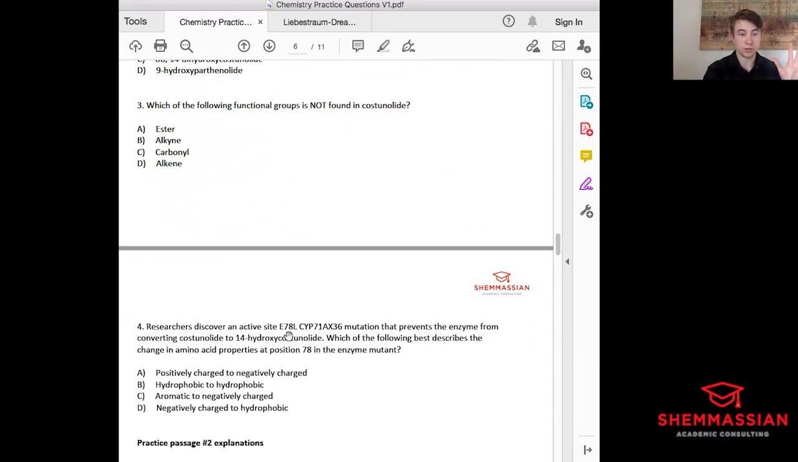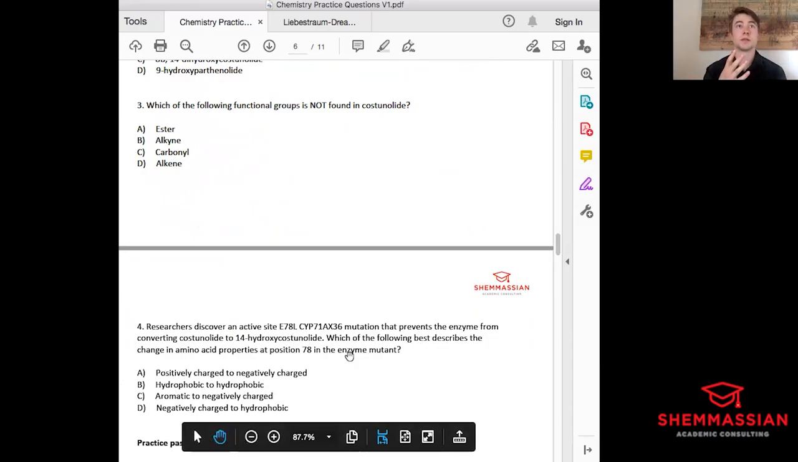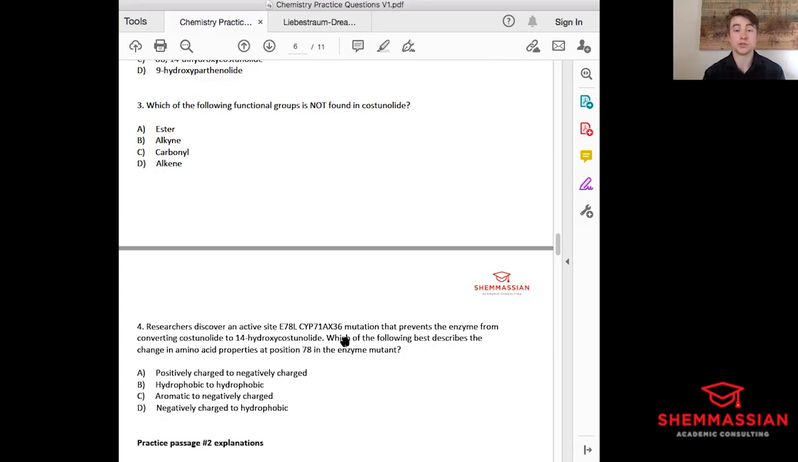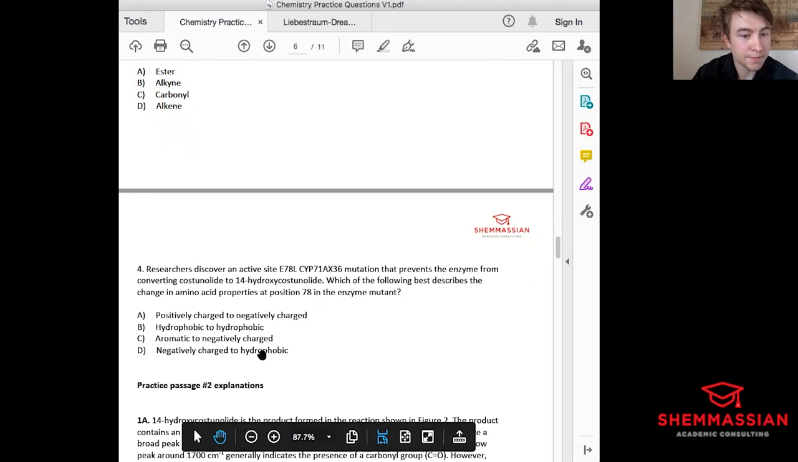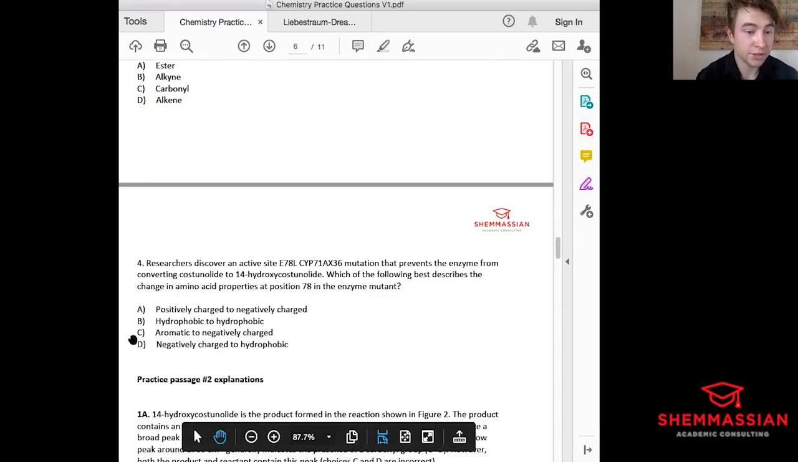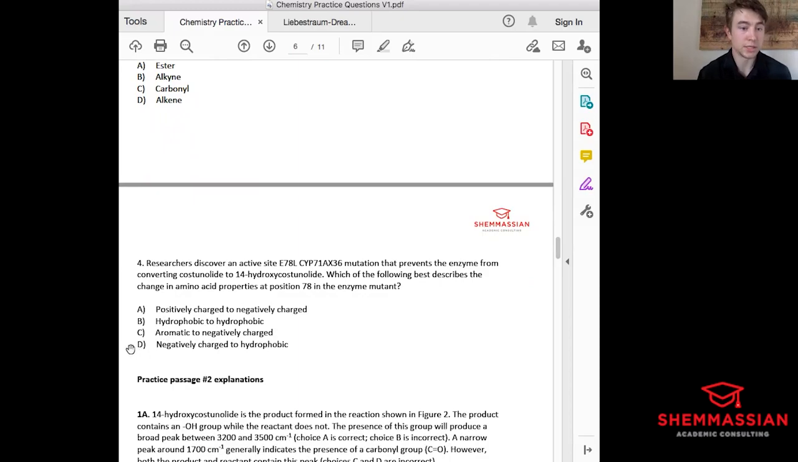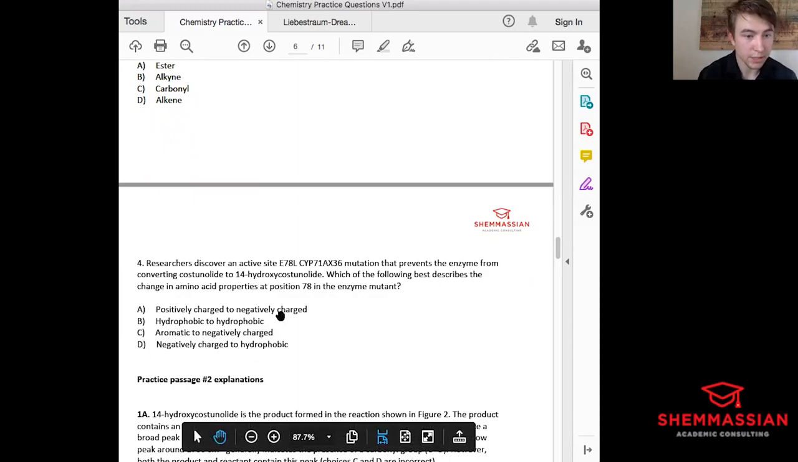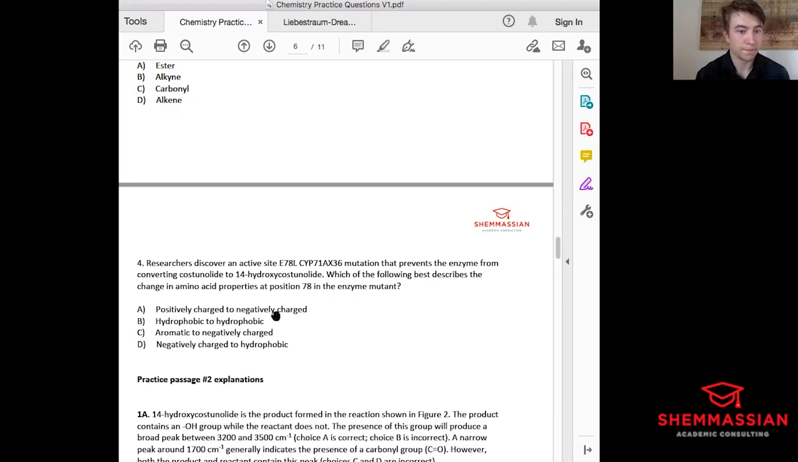So I'm going to be looking for glutamate to leucine. So something like acidic to nonpolar, or negatively charged to hydrophobic. Okay, so answer choice A, positively charged, nope, because glutamate's negatively charged. B, hydrophobic to, nope, because glutamate is negatively charged, acidic. Aromatic, glutamate's not aromatic, but glutamate is in fact negatively charged. So I'm going to choose answer choice D. And then I can just look back at these to make sure they're incorrect. And yeah, leucine isn't negatively charged. Leucine is hydrophobic, but glutamate isn't hydrophobic.